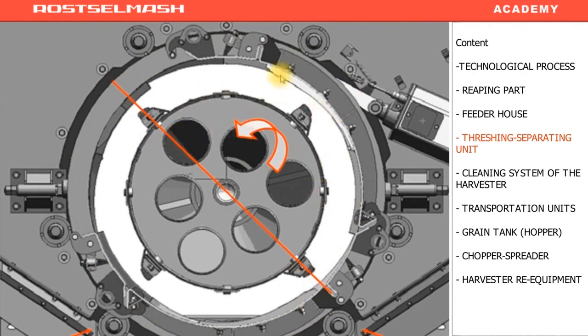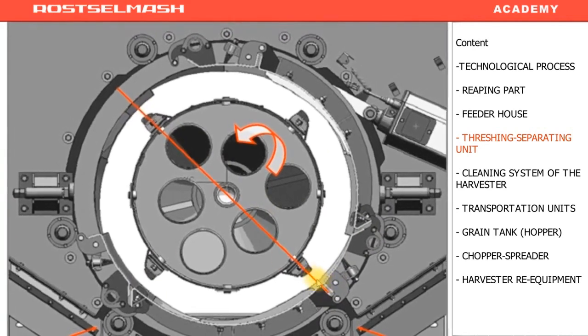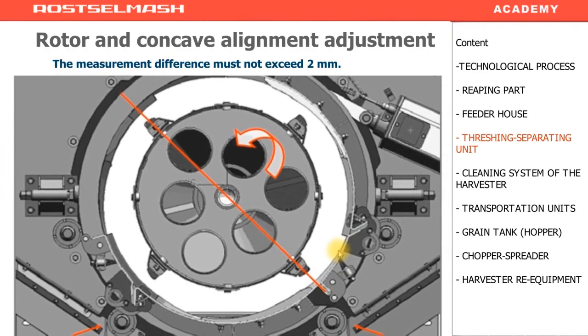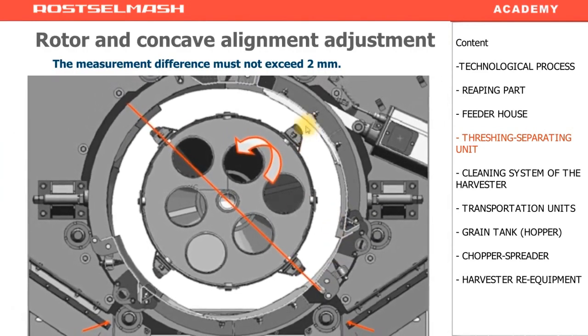This is the sectional view from the back. This alignment is necessary for the thrashing clearance to be identical in all points. For example, you may have a situation when here you have 10 millimeters and here you have 30. Or here the clearance may be 15 and here 5. Or it may even touch the concave rasps. That's why this adjustment is really necessary.